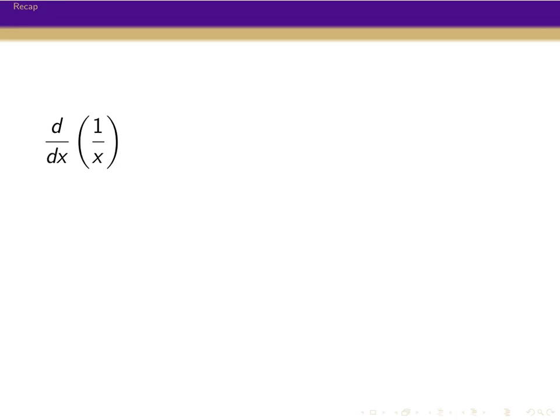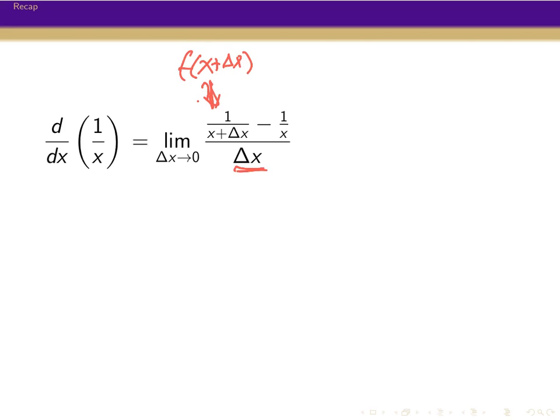Let's calculate the derivative of 1 over x. So I'm going to be using this limit definition, right? So we're going to be looking at the limit as delta x goes to 0, and now we've got to plug in where everything goes, right? So we have our delta x on the bottom. On the top here, the x down here has been replaced with x plus delta x on the bottom, and then minus our function, minus 1 over x.